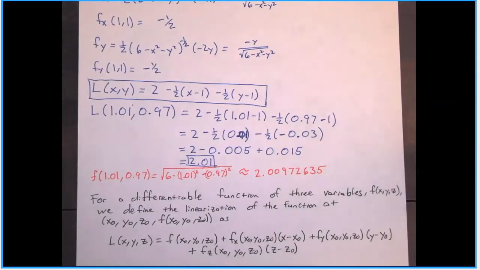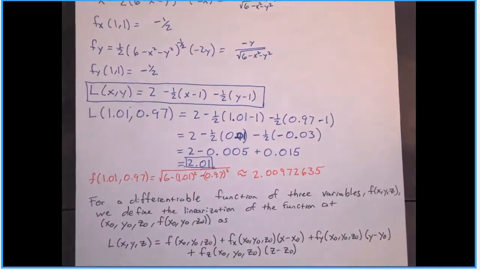Let's say I had a function of 10 variables. You could define the linearization of a function of 10 variables at a point. It's just going to be the function value plus each partial derivative times the variable minus that point's coordinate. And so if we had a function of 10 variables, the linearization would contain 11 terms: the function value and then one term that's a product of each partial derivative times that variable minus the coordinate of the point. Okay, let's stop there for now.